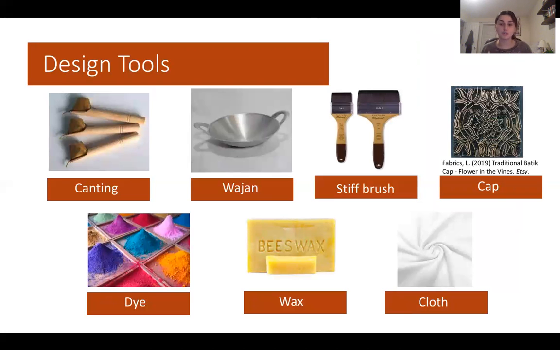So the design tools. I'll just kind of work my way through them. So the chanting, it's spelled canting, it's pronounced chanting, is basically a wooden tool. It has a wood or bamboo handle and usually a copper spout and a copper pot on top. So it's a handle and then a little pot at the end with a very, very small spout at the tip. And this is what you use for your extremely fine designs.